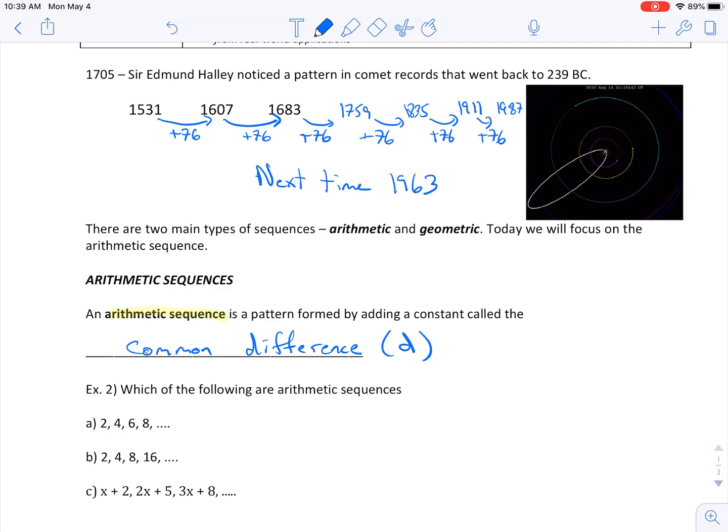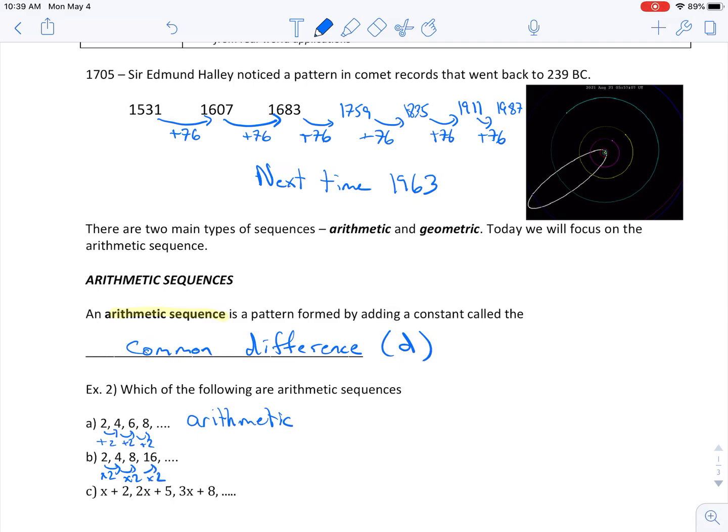And because of that, it's going to have the value of a d, so the difference. So if we look at these three examples here, it says, which of the following are arithmetic sequences? Generally, it's pretty easy to spot these. So the first one here, I'm adding 2 to each of my terms. So yeah, this is arithmetic.